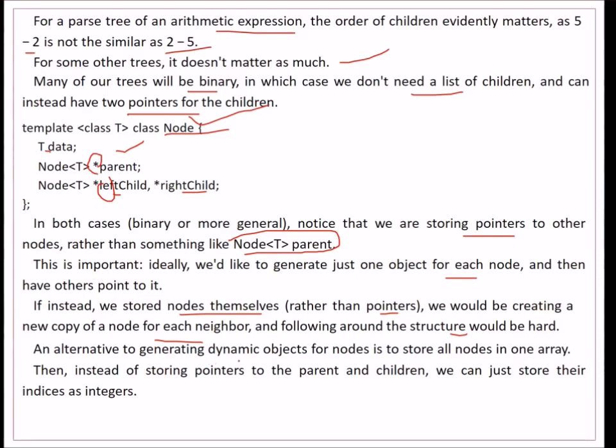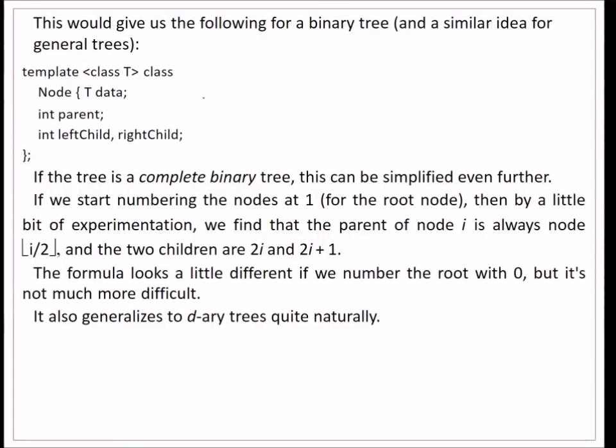The alternative to generating dynamic objects for nodes is to store all nodes in one array. Thereby, instead of storing pointers to the parent and children, we can just store their indices as integers. So this will give us a binary tree, which is actually the idea of general trees itself. So it will be some node. This will be data. This will be parent, left child, right child. See, there is no pointer.